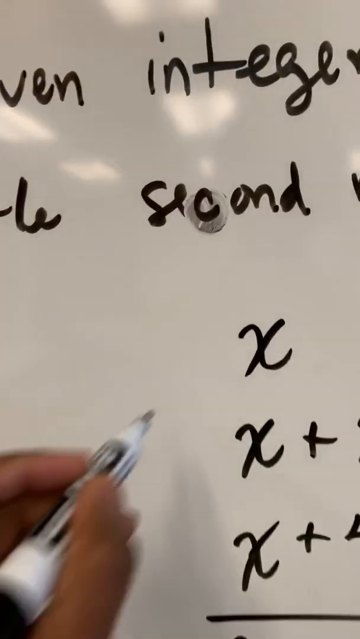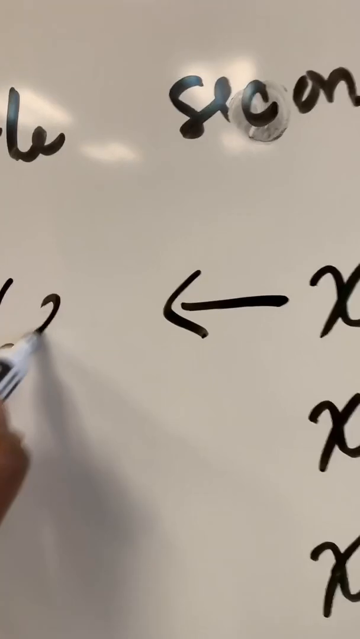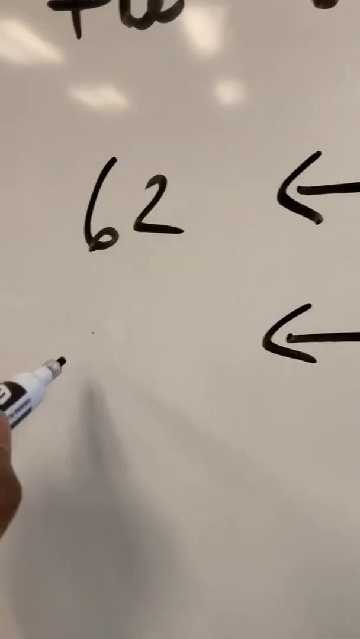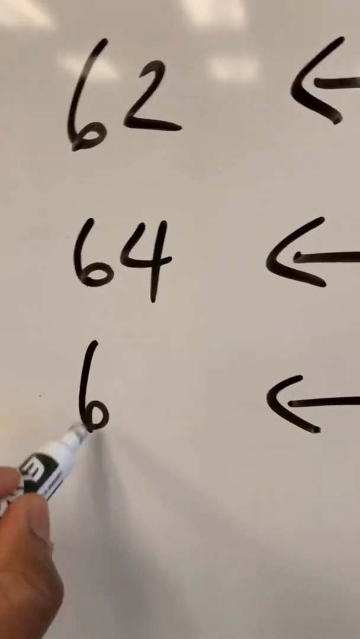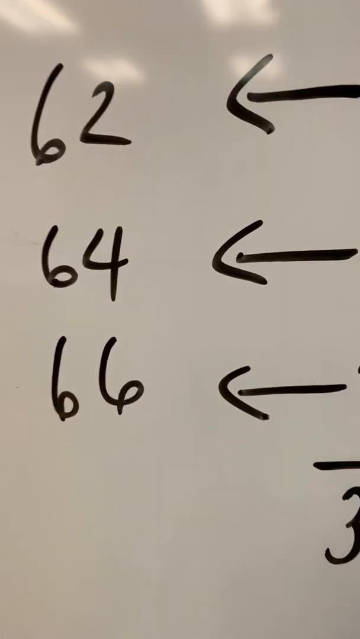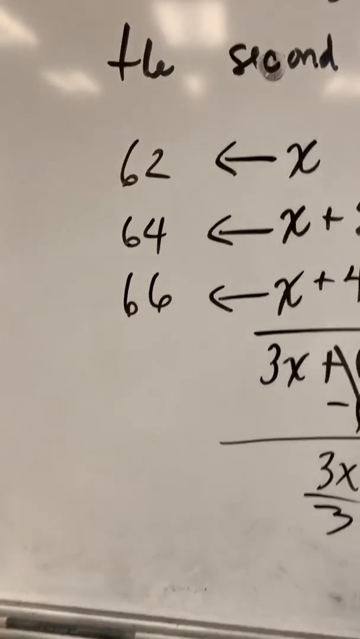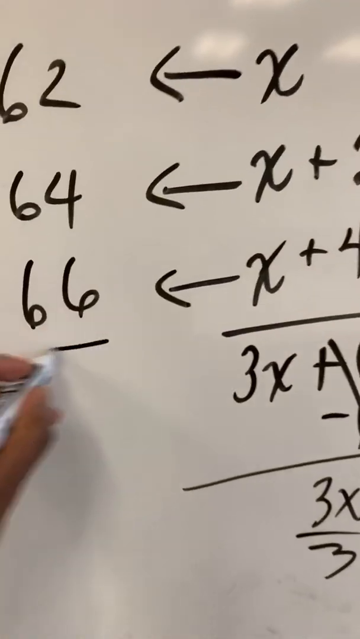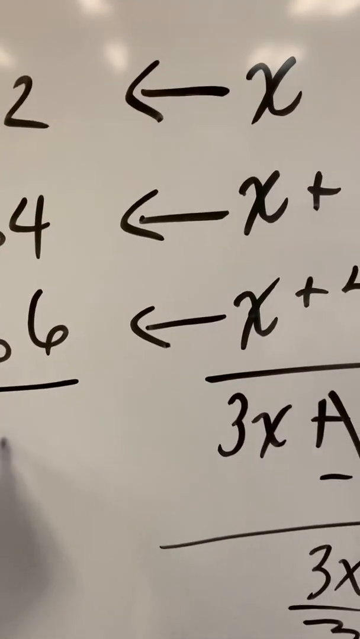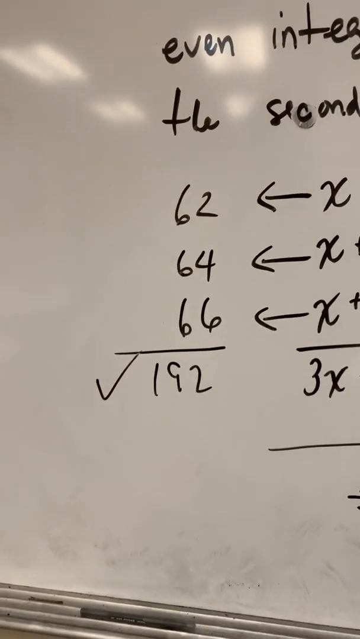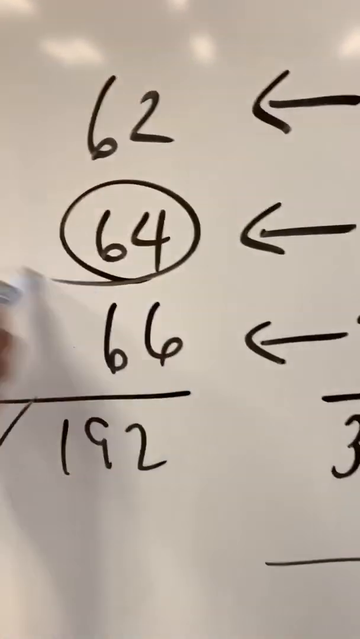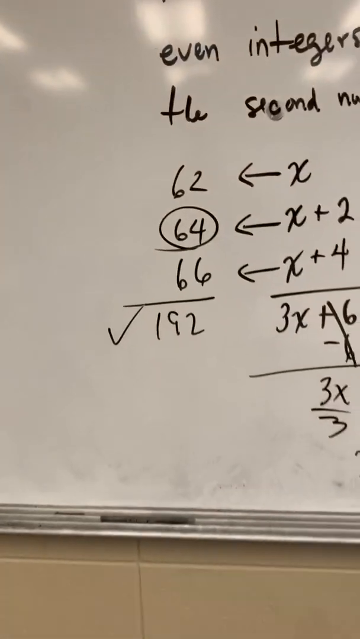So that means this number is 62. This number is 64. And this number is 66. And if you add all of those up, you will get 192. So it does check out. So what's the value of the second number? The value of the second number is 64.